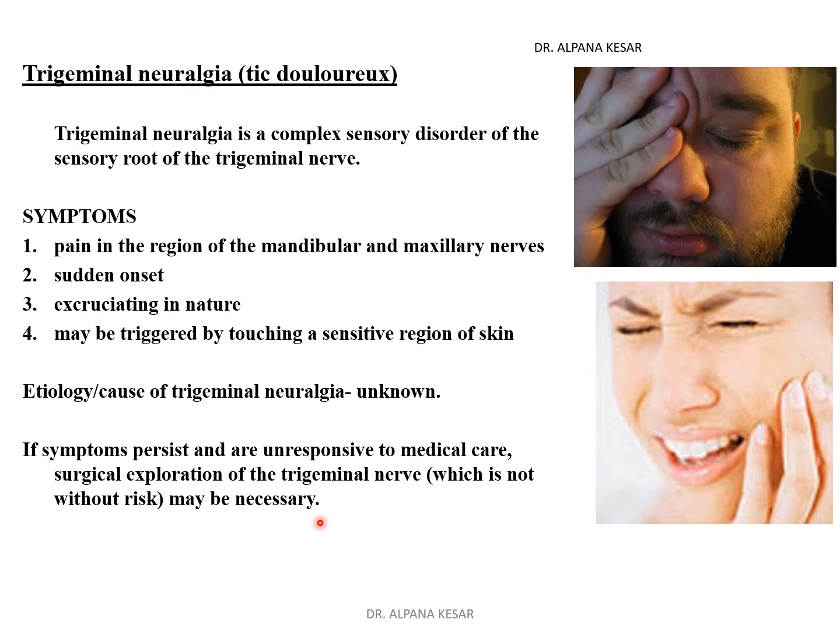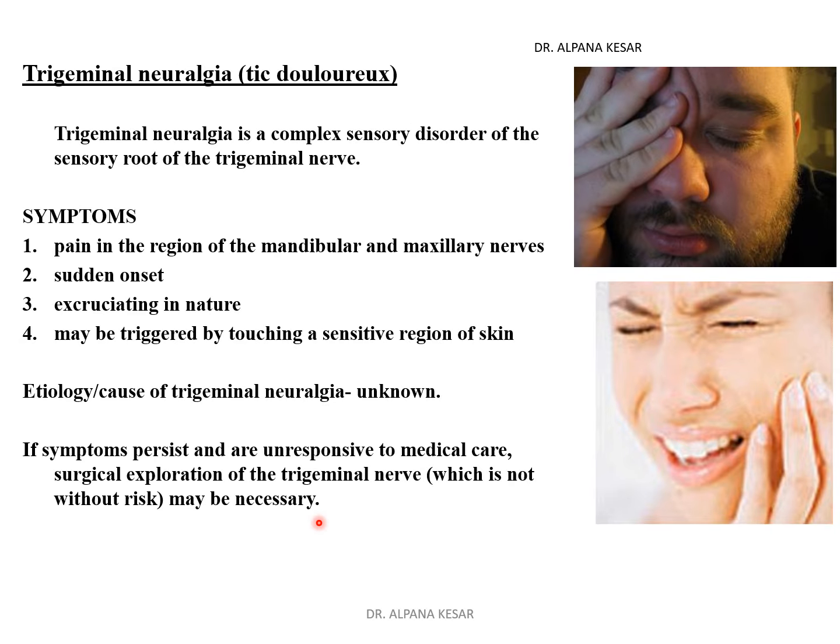In treatment, the first line of treatment is giving medications. However, even after medications, if pain continues to be very severe and starts affecting day-to-day routine, then surgical exploration may be required.